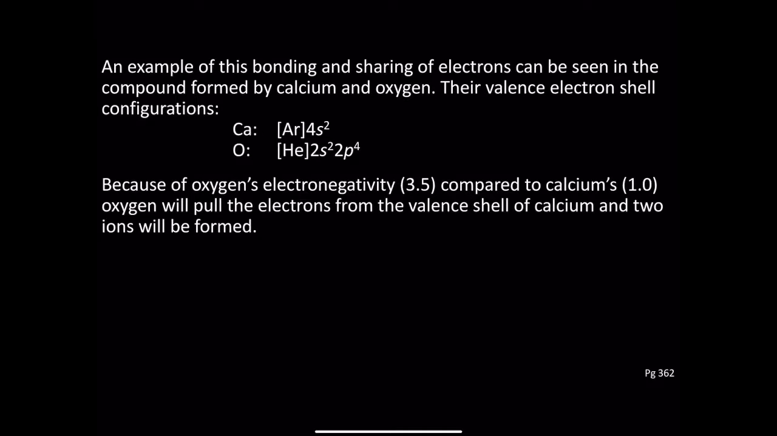And because of oxygen's electronegativity, which is 3.5, it's much greater than calcium's, and so oxygen will pull the electrons from the valence shell of calcium, and we'll actually get 2 ions. Okay, so because that difference is 2.5, it's a pretty large difference. Oxygen actually pulls those electrons totally away. And we get this transfer here with a cation of calcium and an anion of oxygen.